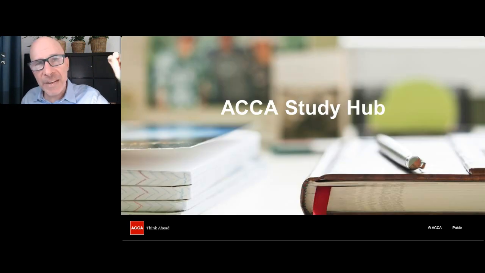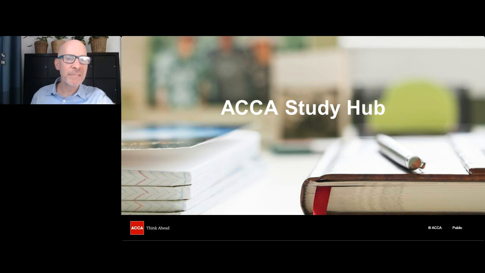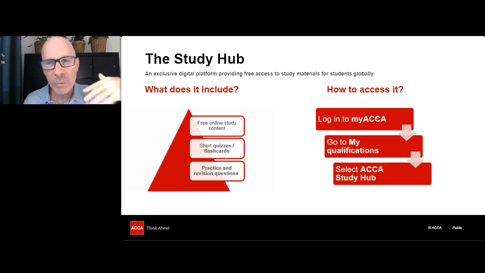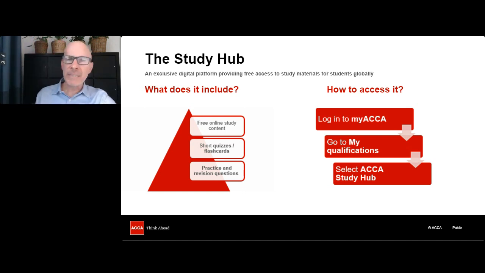Guys, ACCA Study Hub. If you haven't heard about this, this is a super cool new resource. I'm going in there now. I think the questions are well written. The notes are very helpful. So you can study now with these. 100% of your studying can be done from the Study Hub. There's free online content. You've got quizzes, and there's a whole revision book built into it. So I want you guys to check this out. You log into My ACCA, you go to My Qualifications, and you can find it. Let me tell you a little bit more about it. I'm going to show you a very cool movie that explains it in more detail.